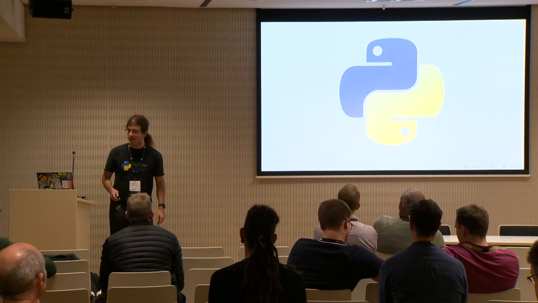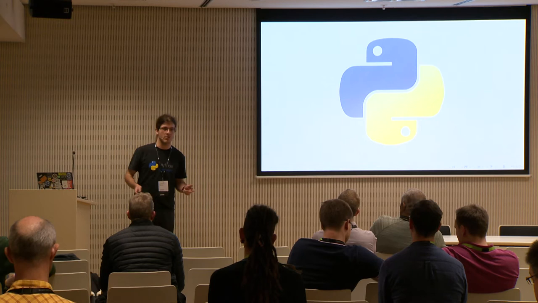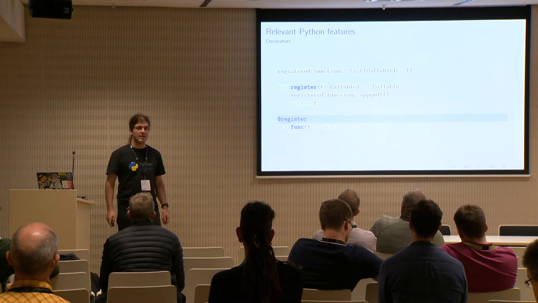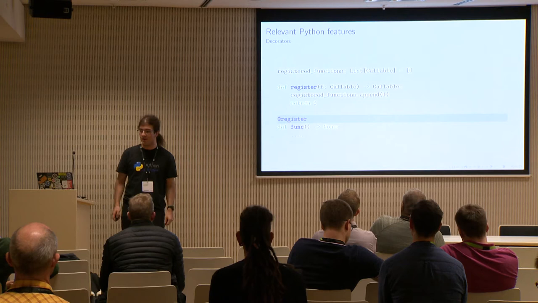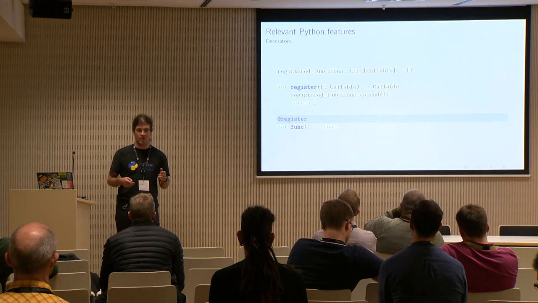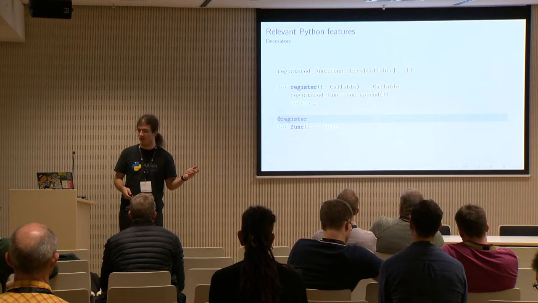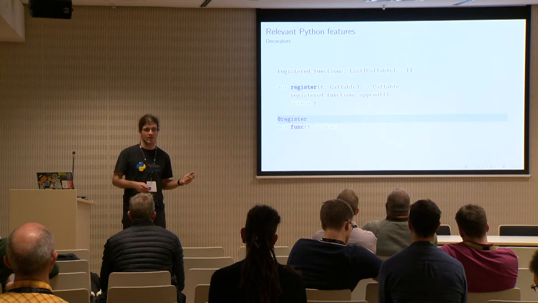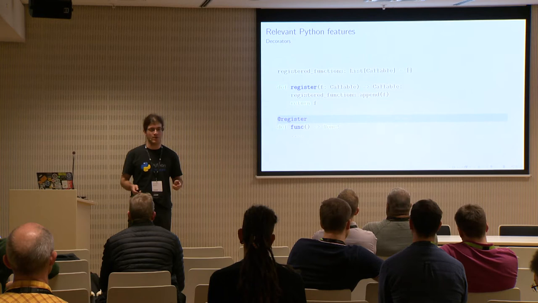So I'll just quickly go over the Python features, which might be a bit unique to Python, which are relevant for this talk. Python has decorators, which let you decorate a function, like with the @register, which is highlighted. And that decorator gets a function object, and then can do with that whatever it wants. So in this example, it just adds it to a list, register functions, and returns it unmodified. By the way, I added type annotations to my code, so people writing C++ maybe feel a little bit more at home.